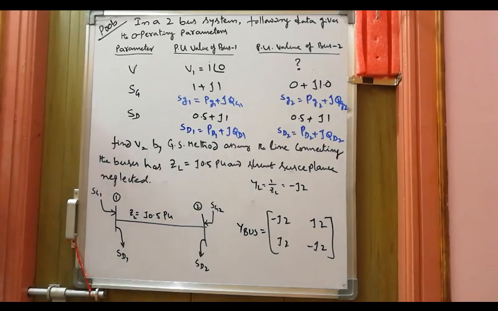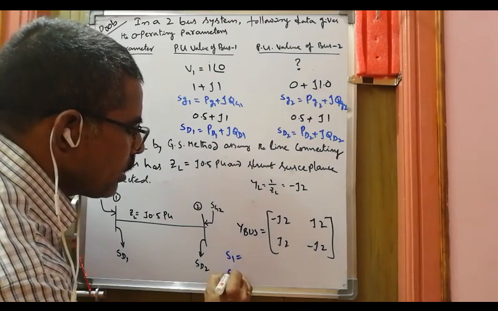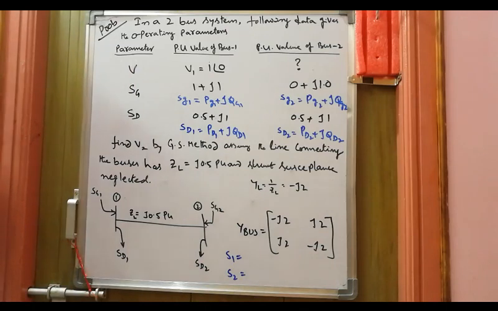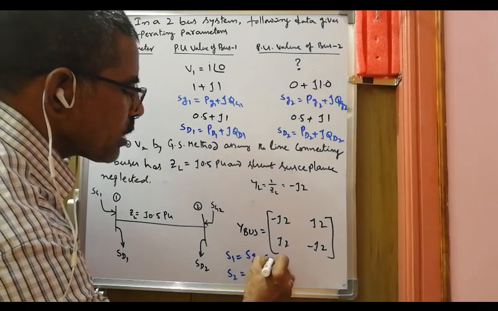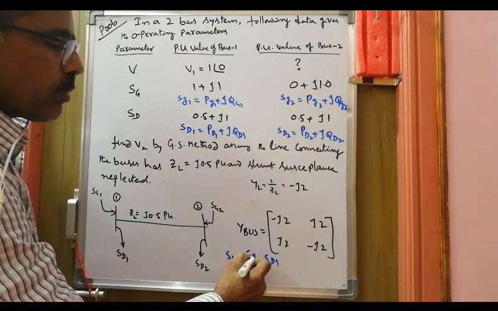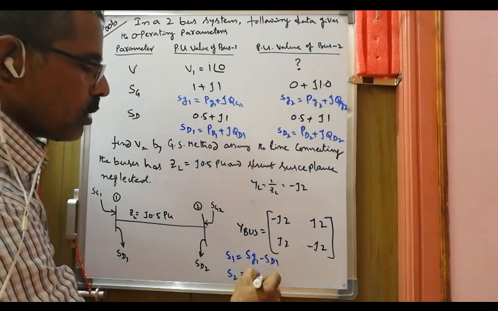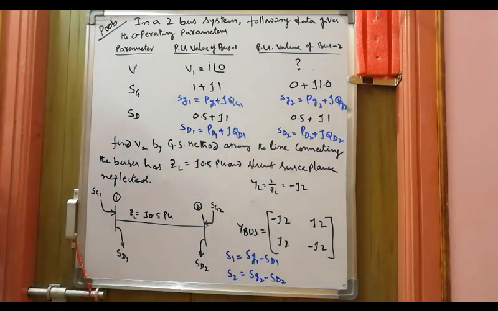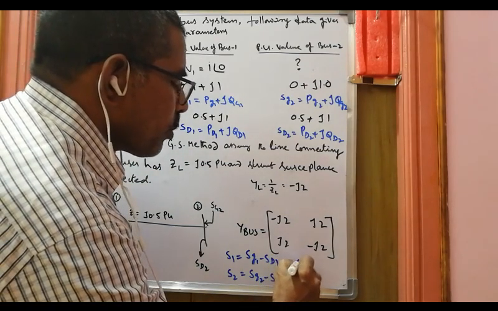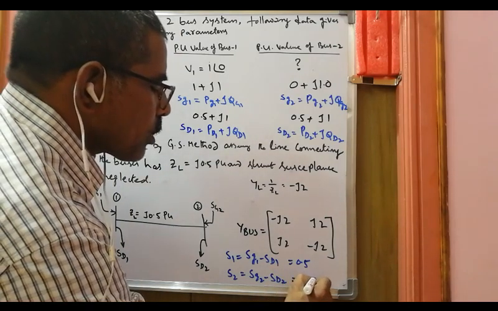Then as I said, how do you get S1, S2, which we want? S1 is SG1 minus SD1, generation minus demand. S2 is SG2 minus SD2. Okay, so likewise you need to calculate. This is going to be 0.5 and this is going to be minus 0.5.